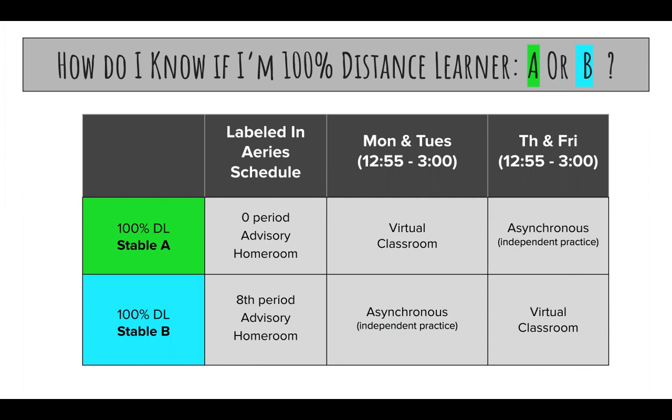labels. If you notice on your schedule, it says 0 period advisory homeroom, that means that you are a 100% distance learner stable A. However, if you go onto Aries portal and you notice that your schedule says 8th period advisory homeroom, that means that you are 100% distance learner stable B.